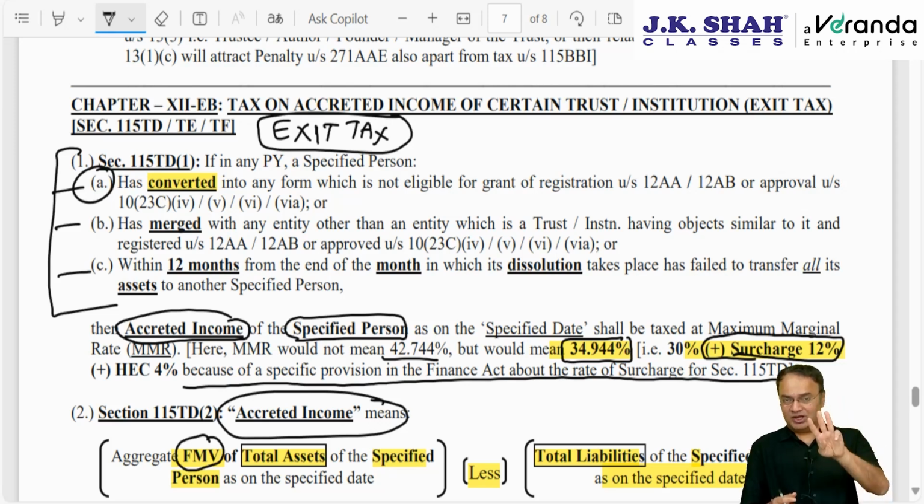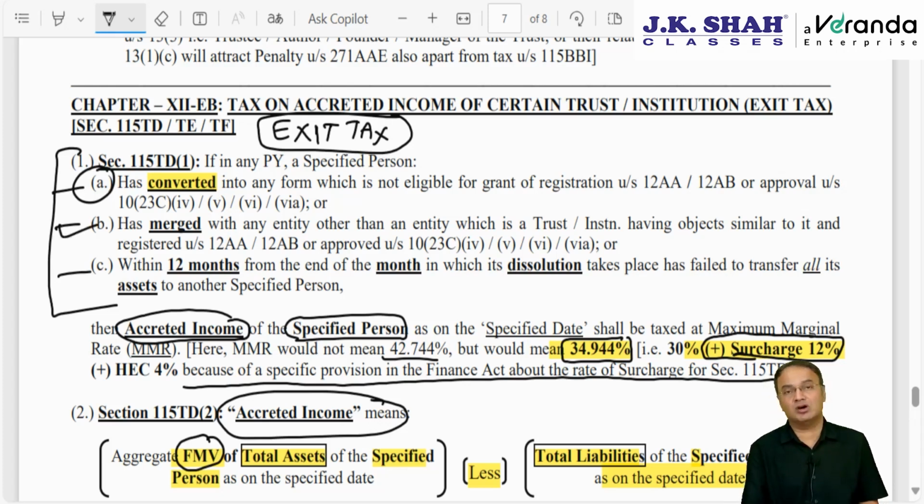Okay, first was the trust has converted itself into any form which is not eligible for registration, which has three possibilities. Registration is cancelled, or objects modified severely and not applying for fresh registration within 30 days or by the end of the year, or applied but application rejected, or number 3, the trust did not comply with section 12A subsection 1 clause AC, subclause 1, subclause 2, subclause 3.